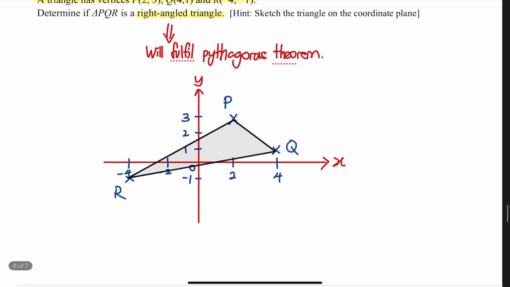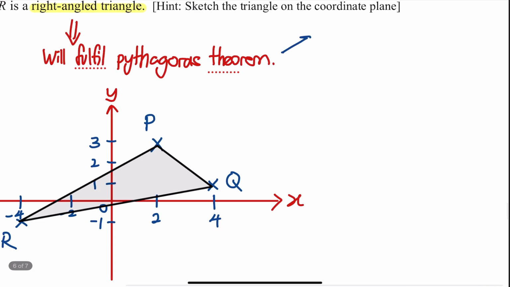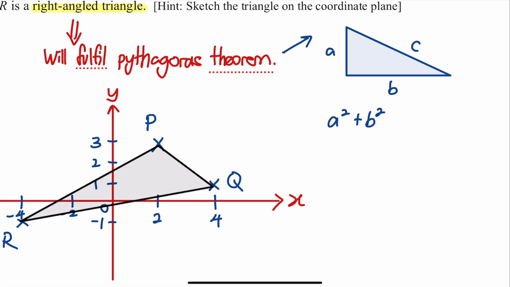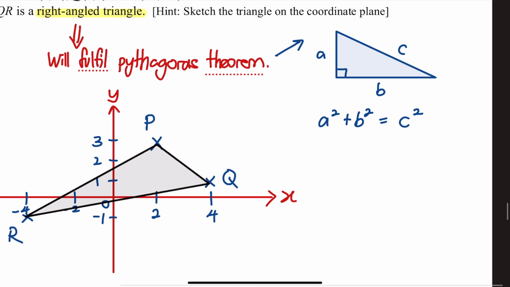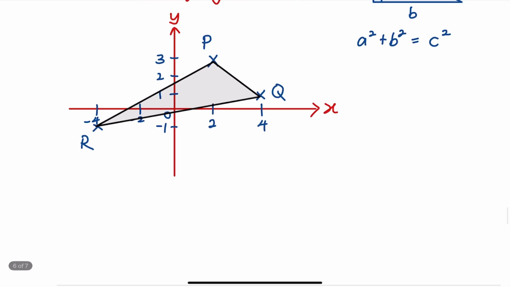Remember, what does Pythagoras theorem mean? It means that for any right angle triangle, let's say I draw a triangle like this, A, B, C, it must fulfill the equation A squared plus B squared equals C squared, whereby C is the longest length of the triangle. So very simply, let's find the square of all the sides of this triangle. Let's first find PQ square.